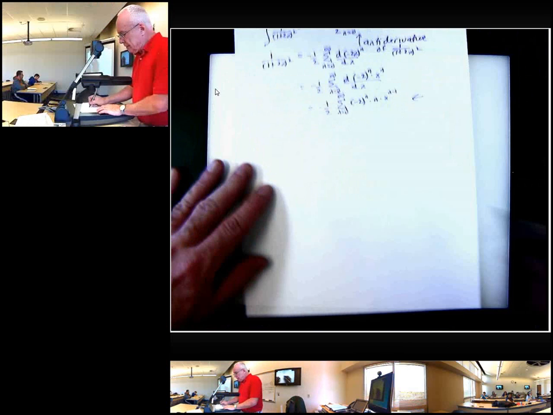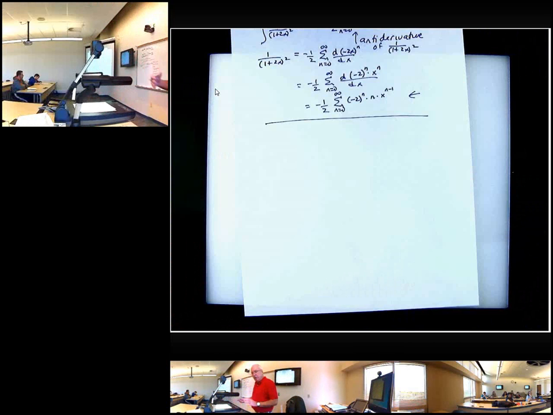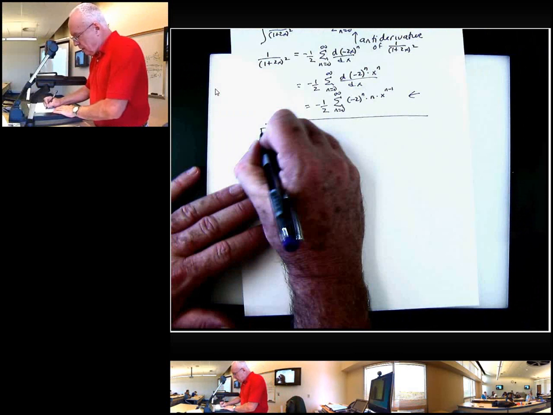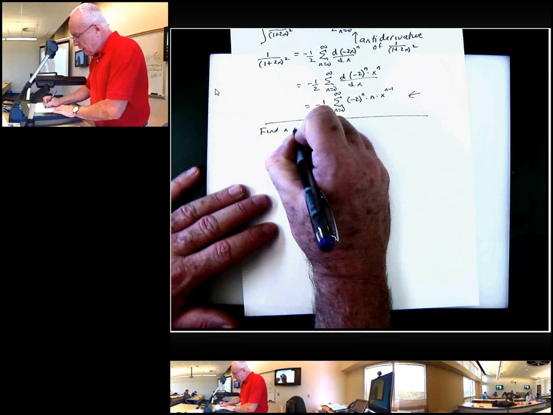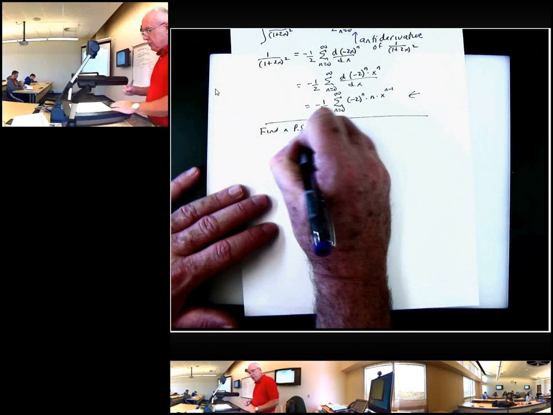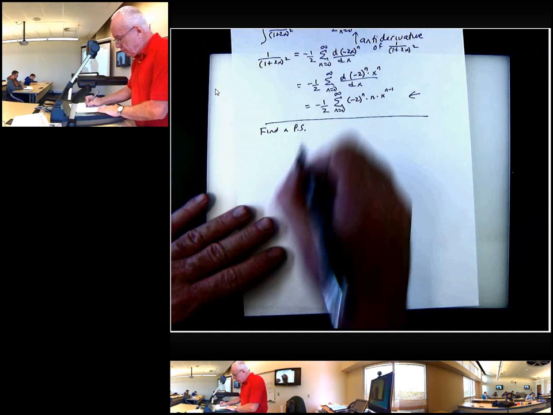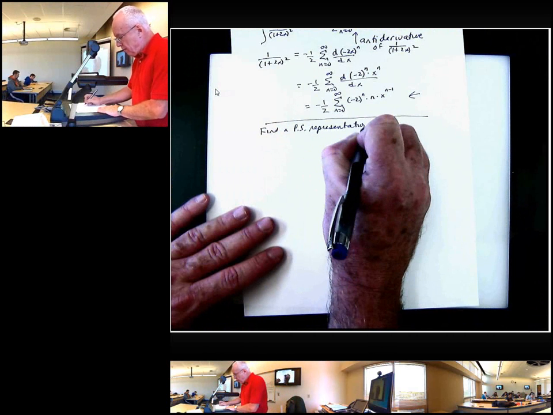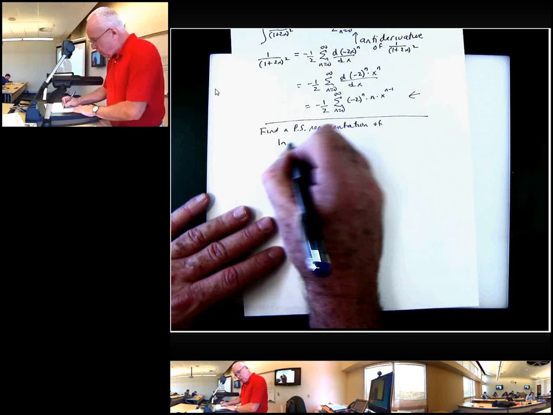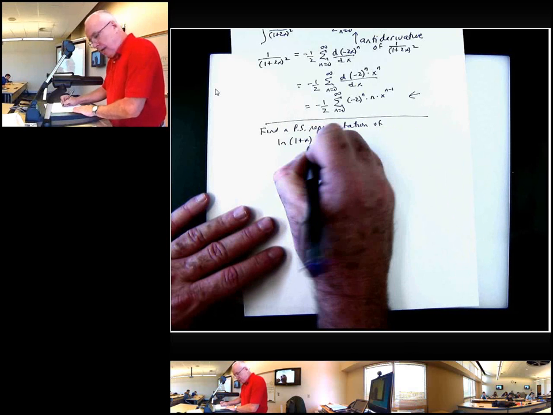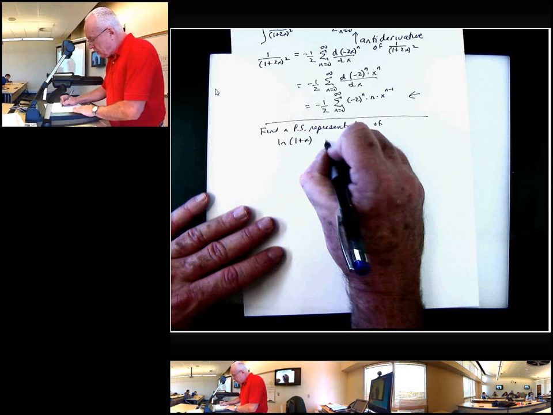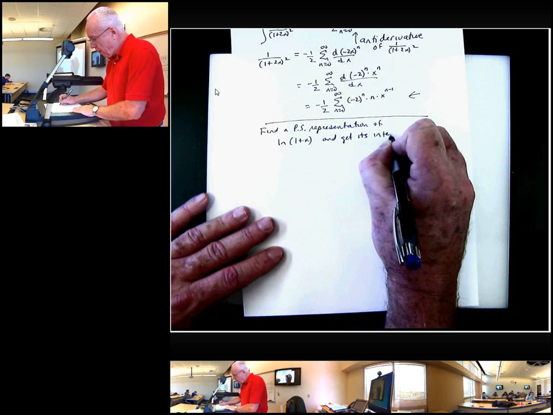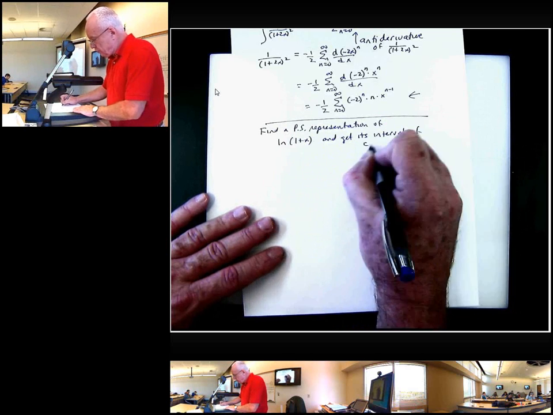Okay, let's look at something else then, where we have to go the other direction. So this one is find a power series representation of the natural log of 1 plus x and get its interval of convergence.